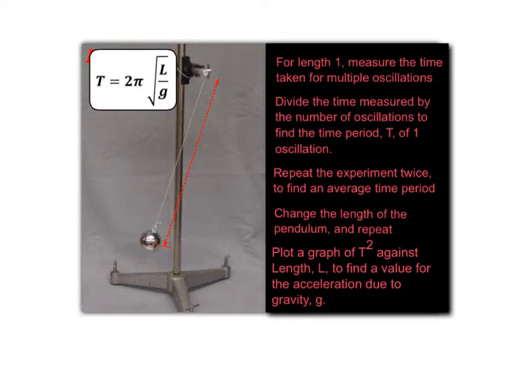Because the time period is relatively short, I'm going to measure the time taken for 10 oscillations with a stopwatch, and then I'm going to divide the value on the stopwatch by 10 to get the time for one oscillation. The length of the pendulum I'm going to measure with a ruler.